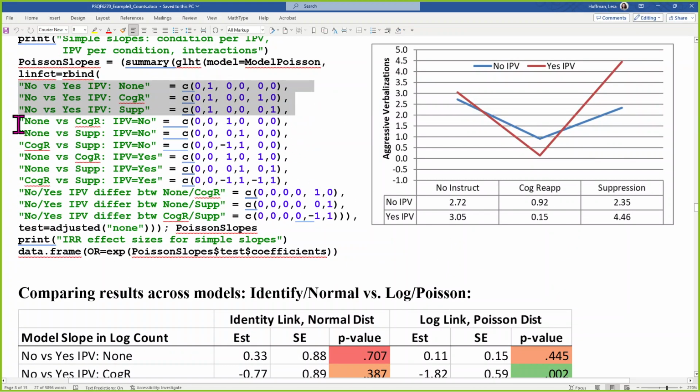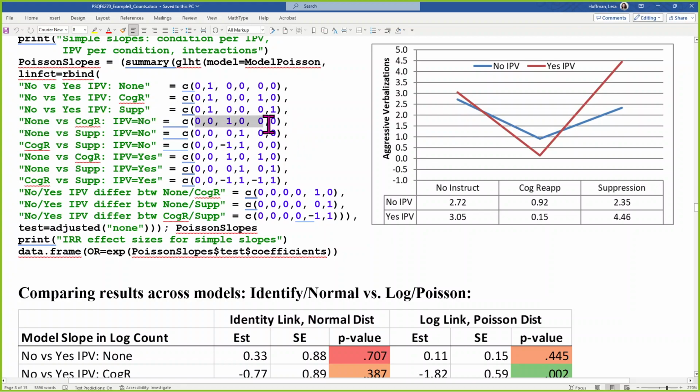Okay, next set. None versus cognitive and none versus suppression. The none group is the reference. The IPV group is the reference. So did I need to write these two lines?